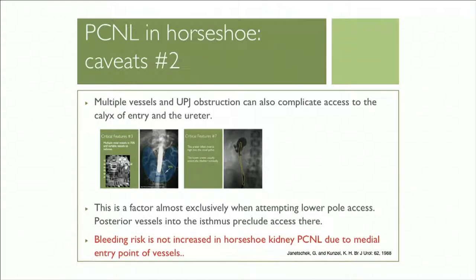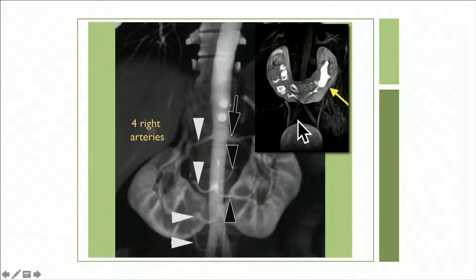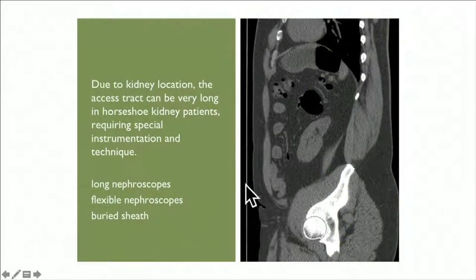Bleeding risk does not seem to be significantly increased in horseshoe kidneys with PCNL, again, because of the medial access points of these vessels. But most of the time, that's because you're dealing with upper pole access. And I'll just go back to that example again. So if you've got stuff crossing at the isthmus collecting system, that's going to be a problem for percutaneous access down into that lower pole.